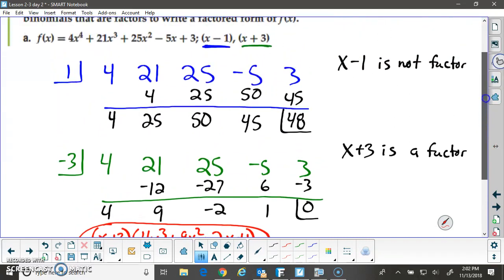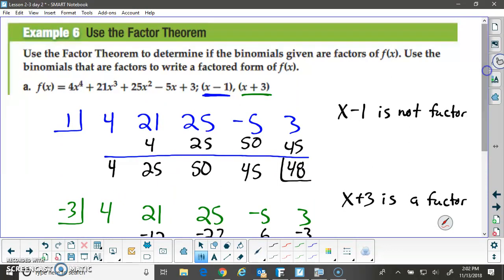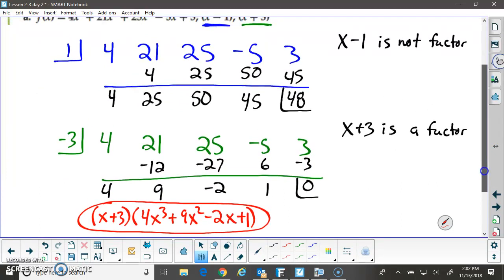So that's what I'm going to have you go about. The last example here is using the factor theorem to determine if the given binomials are factors. You're looking to see if you get a 0 for a remainder. If you do, it is a factor. And then lastly, write it in a factored form.